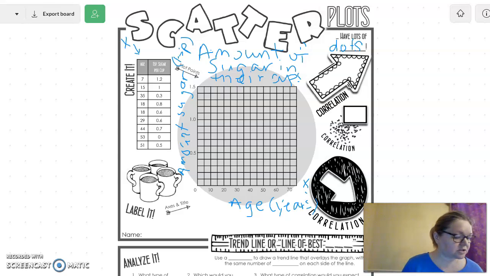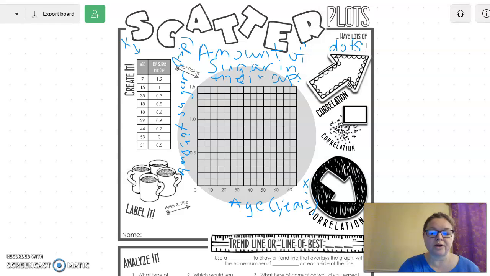Okay, so let's go ahead and start graphing some points. I'm going to use a different color just so we can know what we're doing here. Again, you can make your page as colorful as you'd like. Our first coordinate says that somebody who's 7 years old uses 1.2 teaspoons of sugar per cup. So we need to look onto our graph and look for the ordered pair 7 and 1.2. You'll notice that on the y-axis, the intervals look to be 0.1.